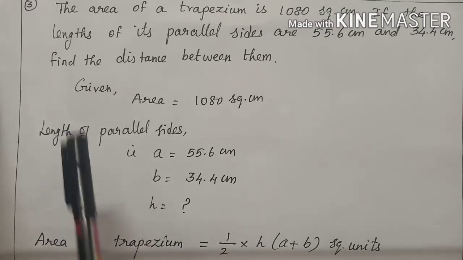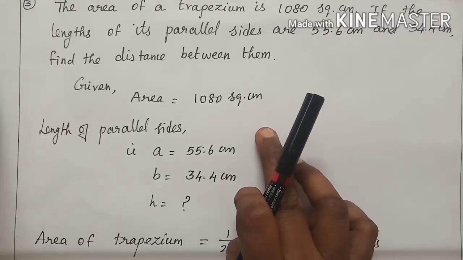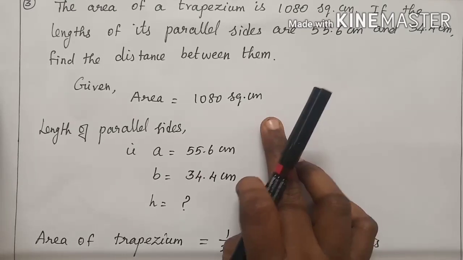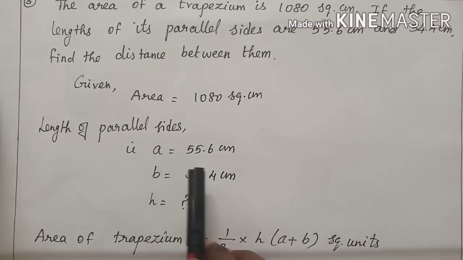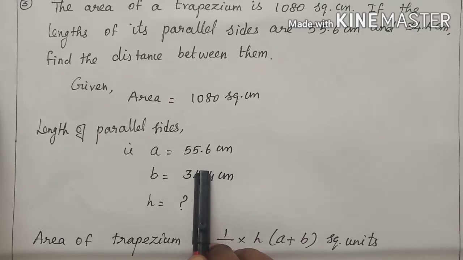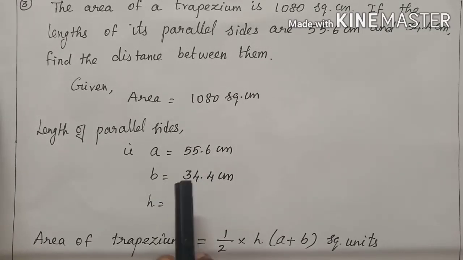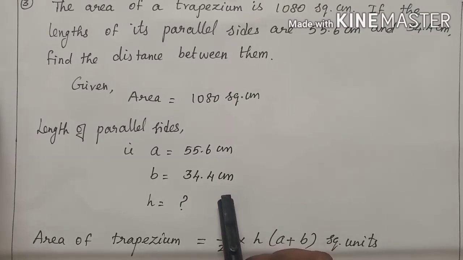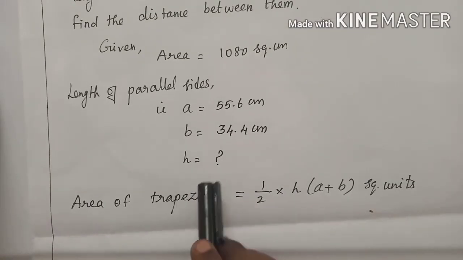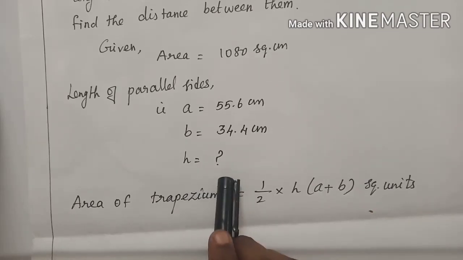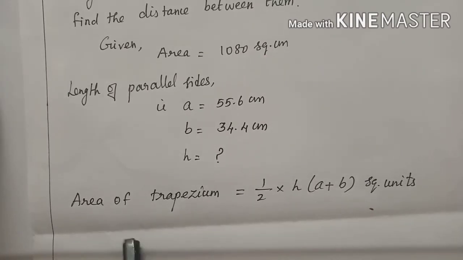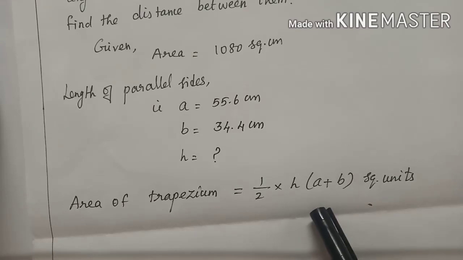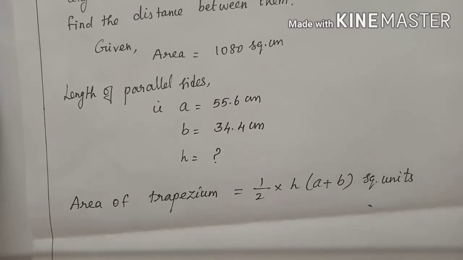What is given? Given area is equal to 1080 square centimeter. The length of the parallel sides, that is, the value of A is equal to 56.5 centimeter and the value of B is equal to 34.4 centimeter. Here we have to find the value of height, that is h. First we have to write the formula. Area of trapezium is equal to half into h into a plus b square units.